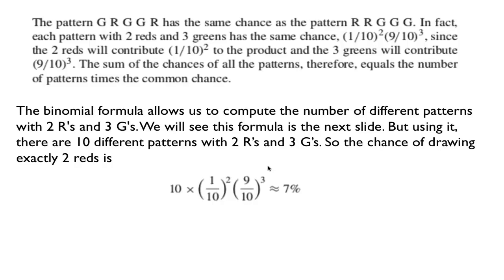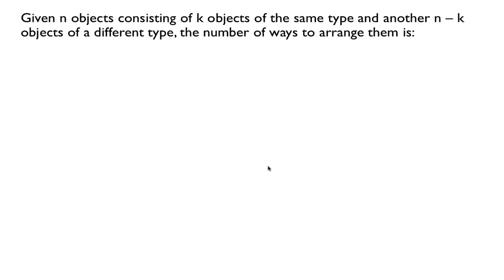So again, the 10 is because there are 10 ways to arrange 2 red and 3 greens, and the probability next to the 10, 1/10 to the second power, 9/10 to the third power, is the chance of getting one of those patterns of 2 red and 3 greens. Because we're adding it 10 times, we basically multiply this number by 10. So the chance of getting exactly 2 red is about 7%. That's basically the motivation for this next formula.